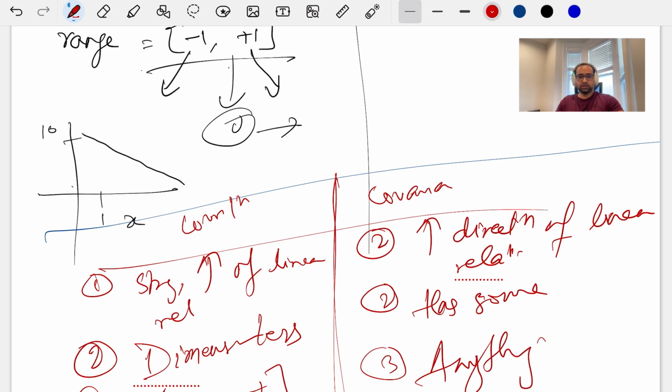So this is the difference between correlation and covariance that you can explain to your interviewer.